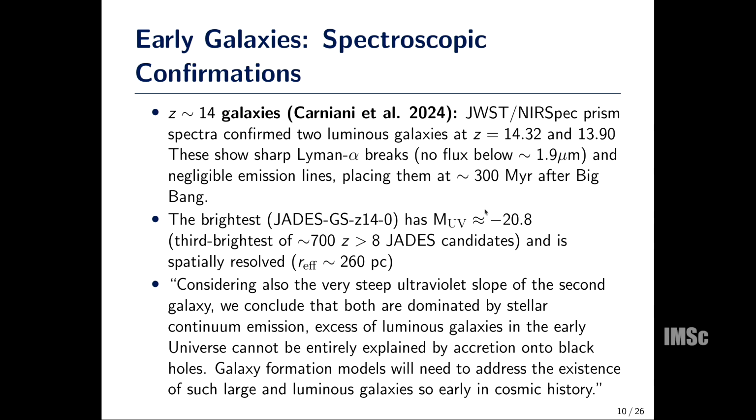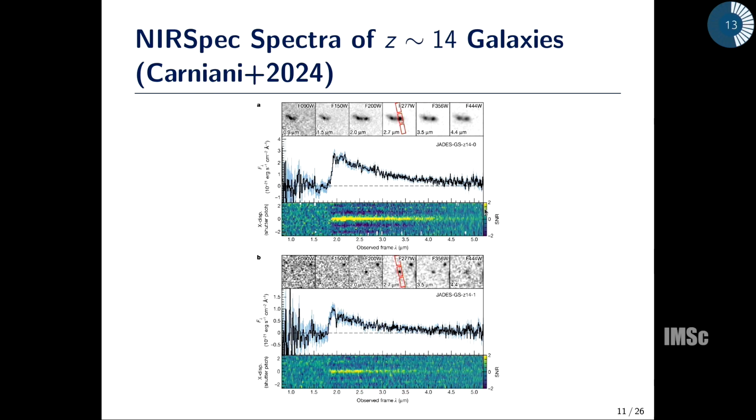The brightest is very bright. It's also spatially resolved. And what they say in the paper, something I've quoted, is that the excess of luminous galaxies in the early universe cannot be entirely explained by accretion onto black holes. Okay, there has to be considerable star formation happening there, and therefore galaxy formation models will need to address the existence of such large and luminous galaxies so early in cosmic history. So these are the spectra of these two galaxies.